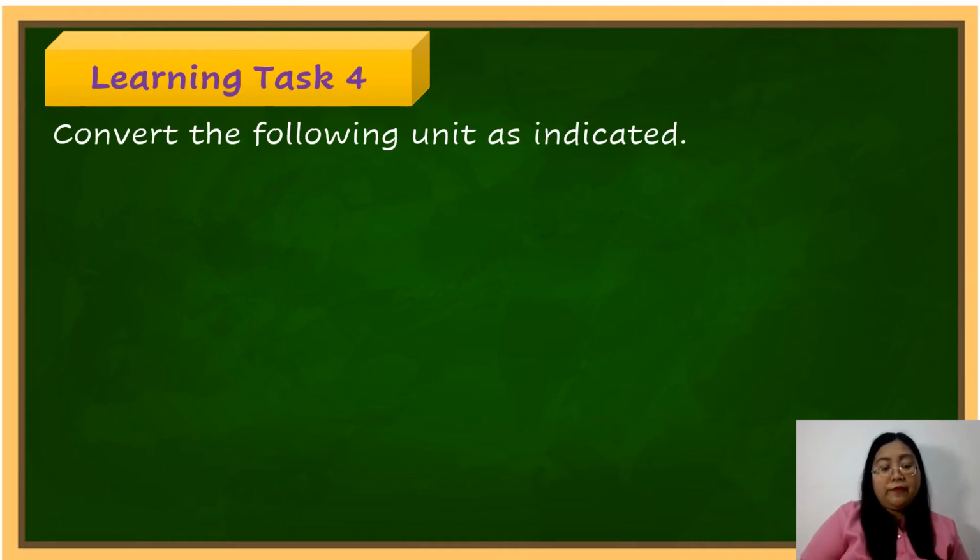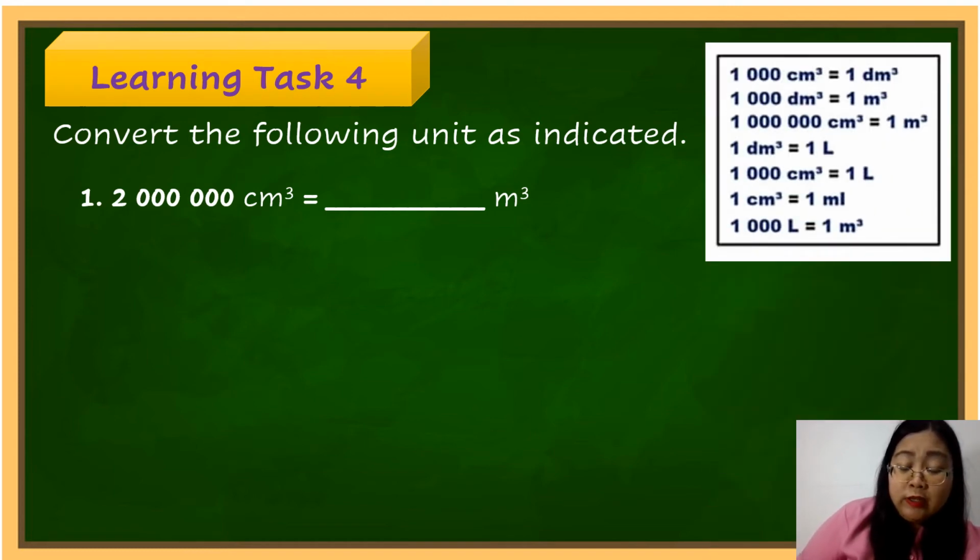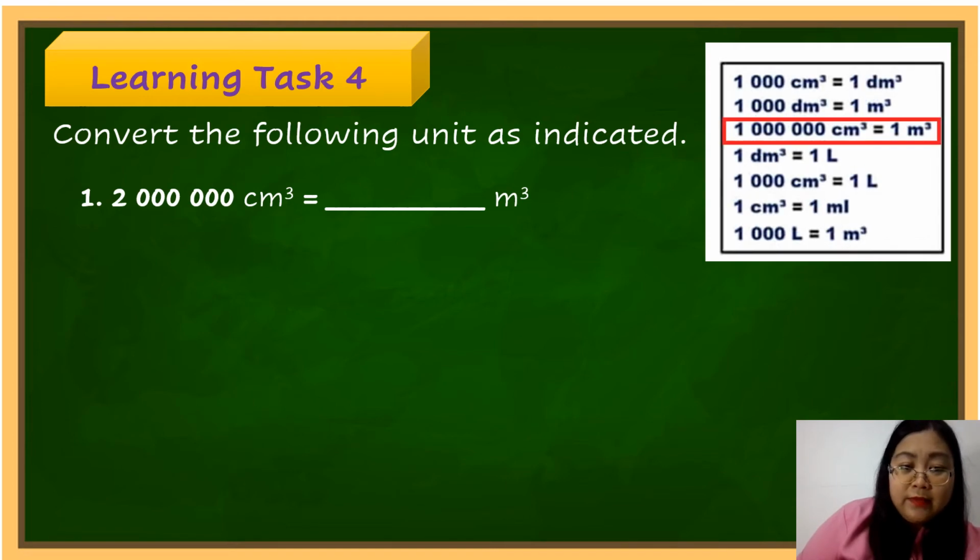Learning task number 4. Convert the following unit as indicated. Number 1. 2 million cubic centimeter is equals to how many cubic meter? Again, let us look at the conversion chart. Have you seen cubic centimeter to cubic meter? Yes, we have.